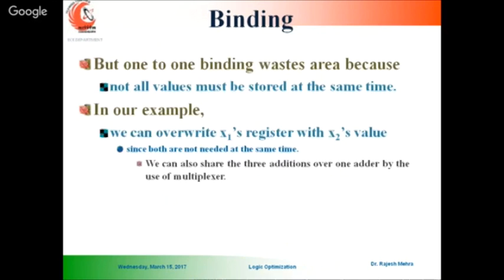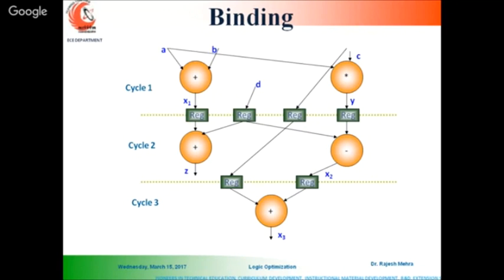right? Likewise, in one-to-one binding, we are using separate adders at 2 places, or at 3 places in fact, and all these adders are required at different cycles. They are not required simultaneously. If they are required simultaneously, means in just one cycle, then okay, we require 2 adders, but they are required at different cycles, so they can be avoided. Means one adder can serve for the other 2 cycles also.